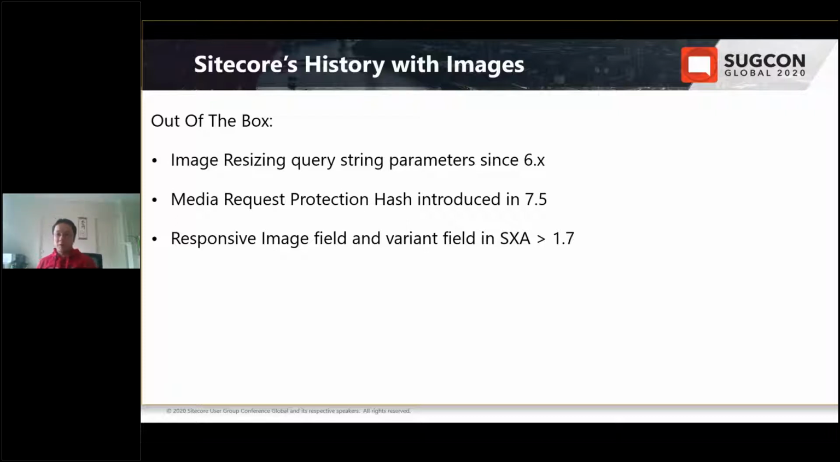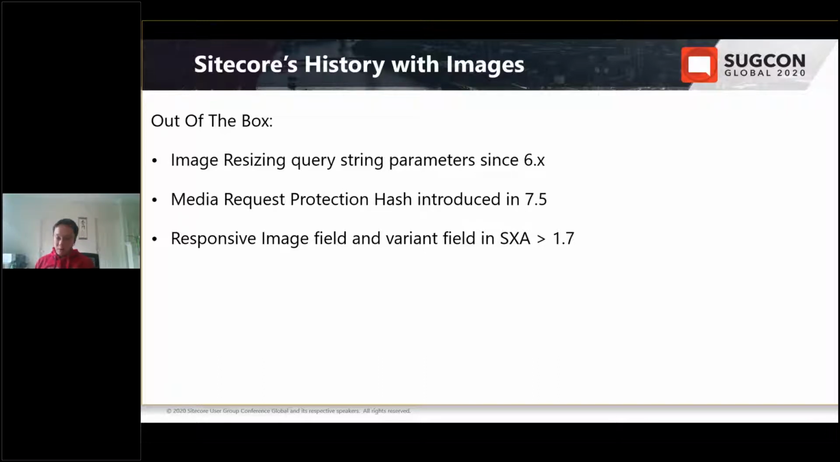Media request protection hash was introduced in 7.5. It's to safeguard against denial of service attacks with image resize bomb requests. So people would see an image and you could type width equals 1, height equals 1, and then thousands and thousands of permutations, combinations with the queries and parameters, and try to bomb and bring down your website. So this hash will provide that protection.